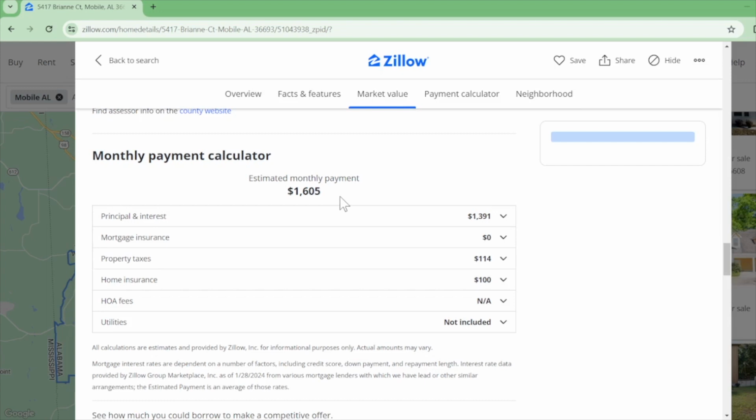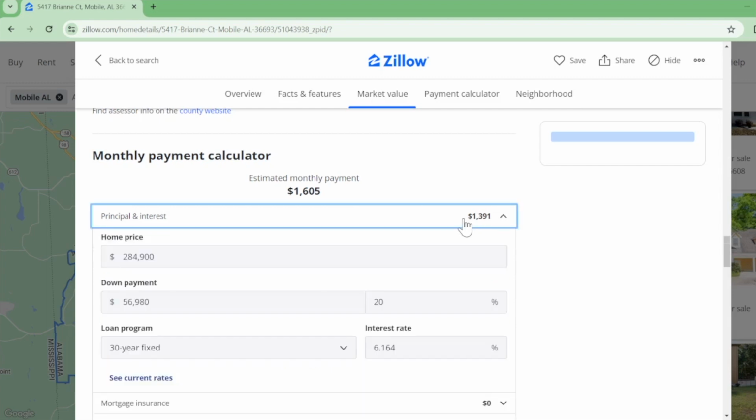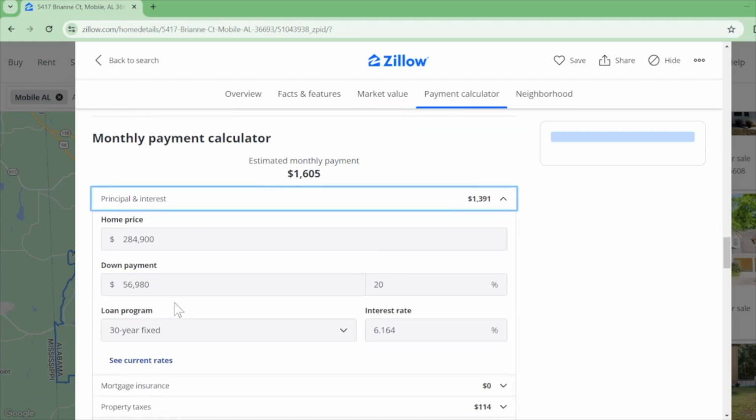Could you afford a house like this based on your budget, right? Your monthly payment allowance, $1,600. How much money down though? Okay, this payment is low because it does have a down payment estimate in here. So if you have $56,000 to put towards this price, it would bring your monthly payment down to $1,600.